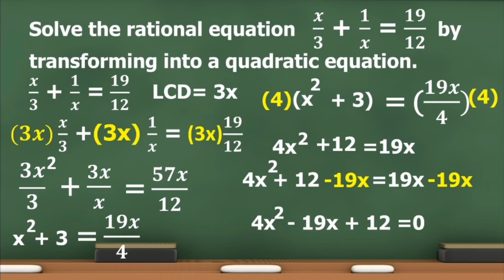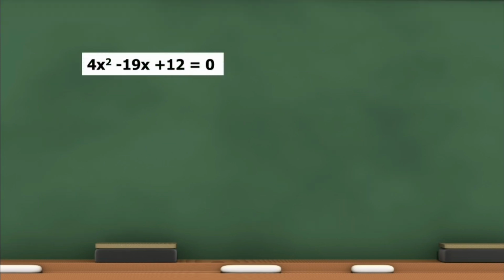At dahil nagawa na natin siyang standard form, pwede na nating isolve yung roots ng 4x squared minus 19x plus 12 is equal to 0. And since yung quadratic equation natin ay factorable, isosolve ko siya gamit ang factoring method. So actually, nagawan ko na din ito class ng video. So isang technique sa factoring na tinatawag na X factor method.